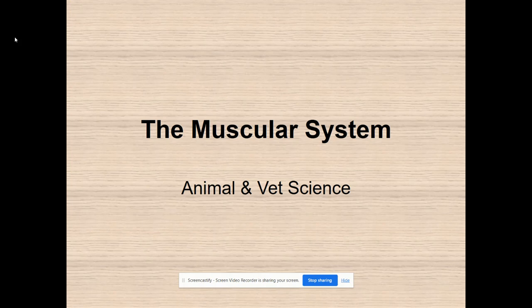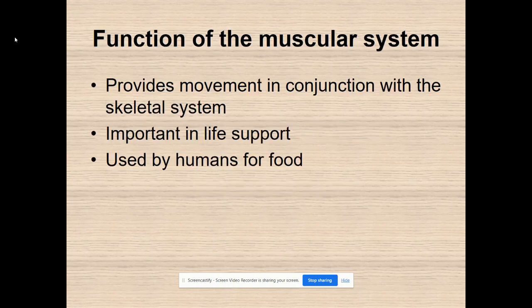Good morning. This is the lesson on the muscular system for Plateau Valley Ag Program Animal and Vet Science class. The function of the muscular system in animal science is to provide movement with the skeletal system and also to provide a food product for human consumption.